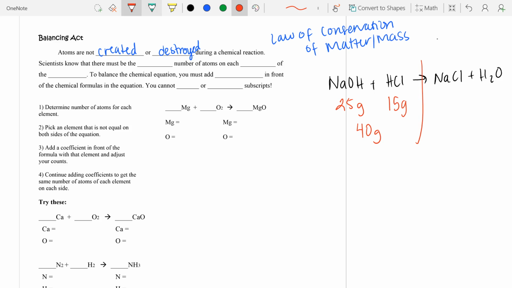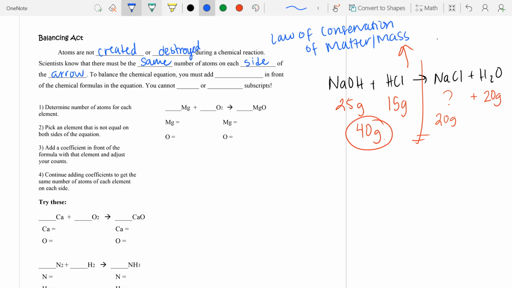And so because of the law of conservation of mass, this side weighs 40 grams and this water is 20 grams, then what would be my sodium? Well, it would have to be 40 minus 20 would give me 20 because these sides have to equal each other, which is why mass is conserved, but matter is also conserved because the number of atoms have to be the same. And so if we look back at our notes, scientists must know there must be the same number of atoms on each side of the arrow, okay, or of the reaction.